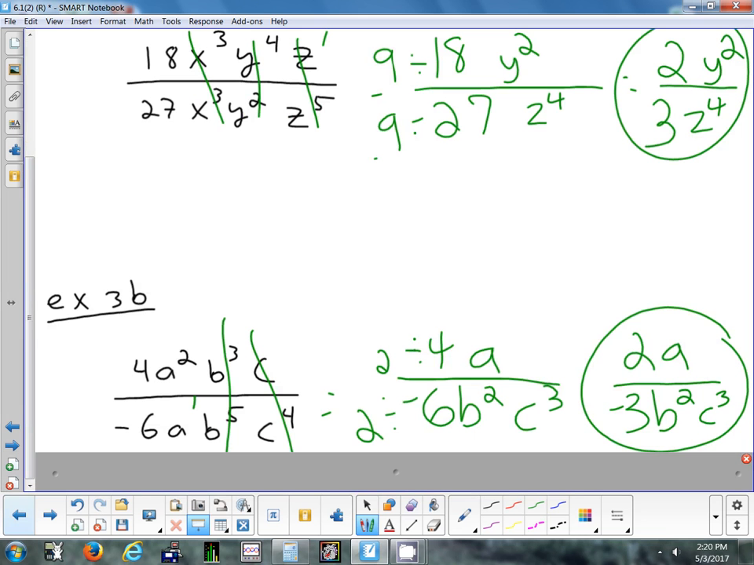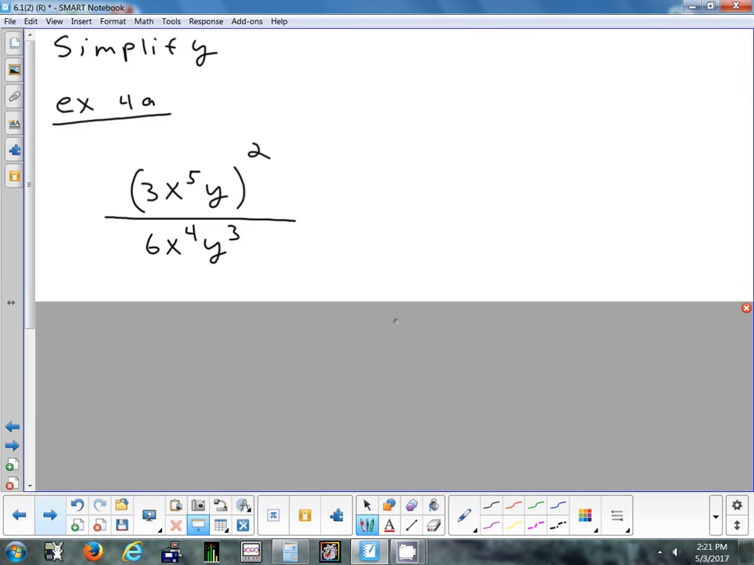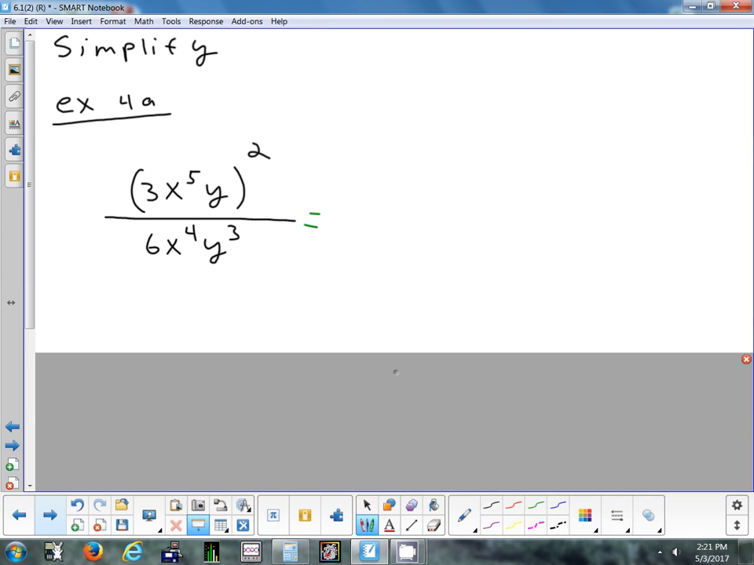So now, the last 2 problems we're going to do, eventually they're going to end up looking like this. But you're going to have to do a step first before they look like this, using a rule from yesterday. We're going to cover 4 out of the 5 steps on this one.